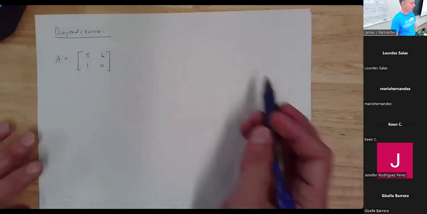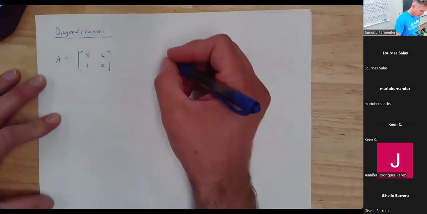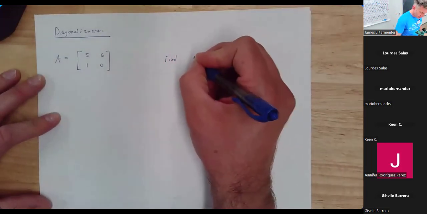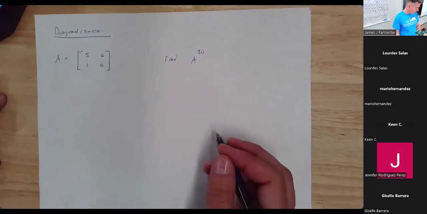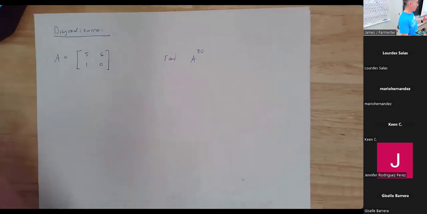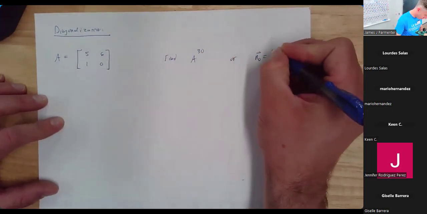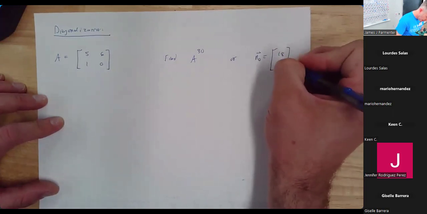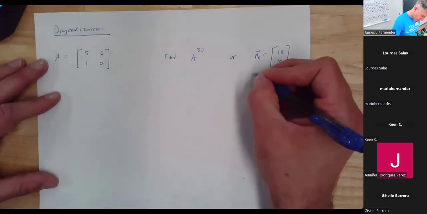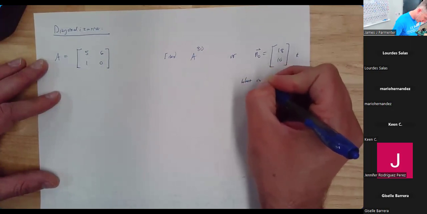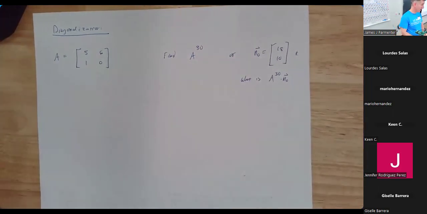So usually this kind of question gets asked in one of two ways. You can either be asked to find A to some power, like A to the 30th power. Or you might be told this represents some sort of system, like a population growth, and you're given some initial population, like N naught equal to 18, 10, and then asked, okay, what's the population 30 generations later? So, in other words, what is A to the 30th times N naught? Those are the two varieties of that kind of question.